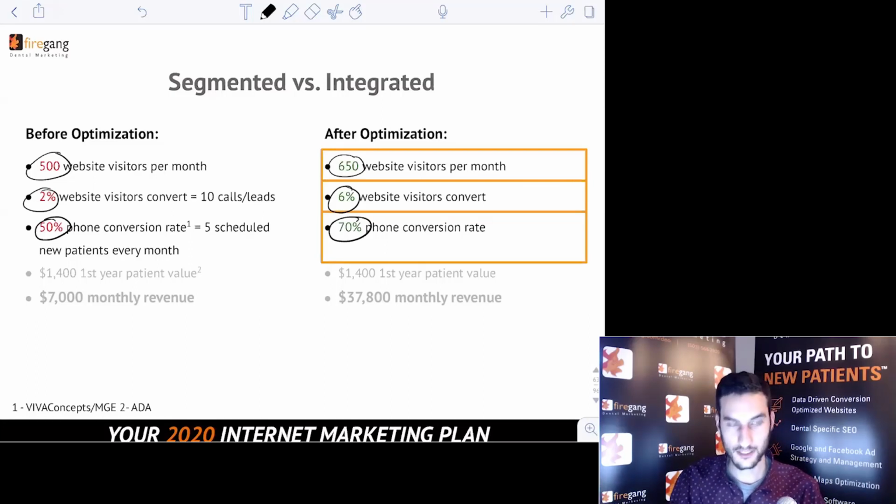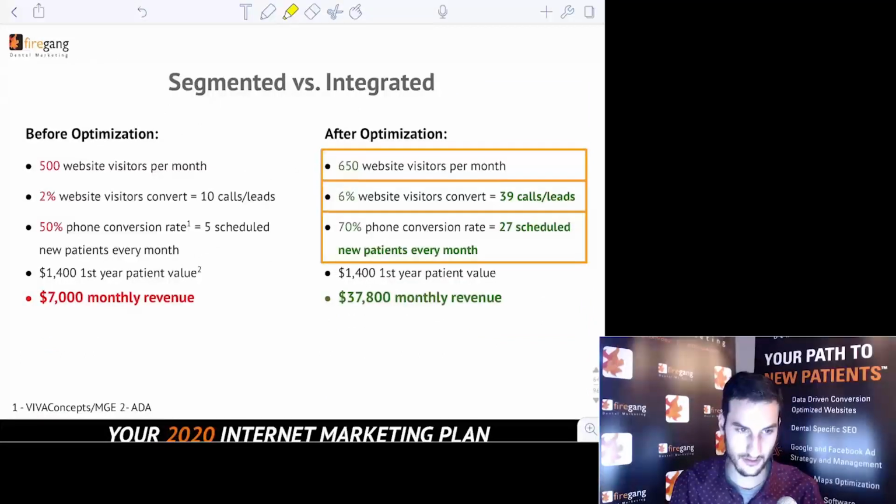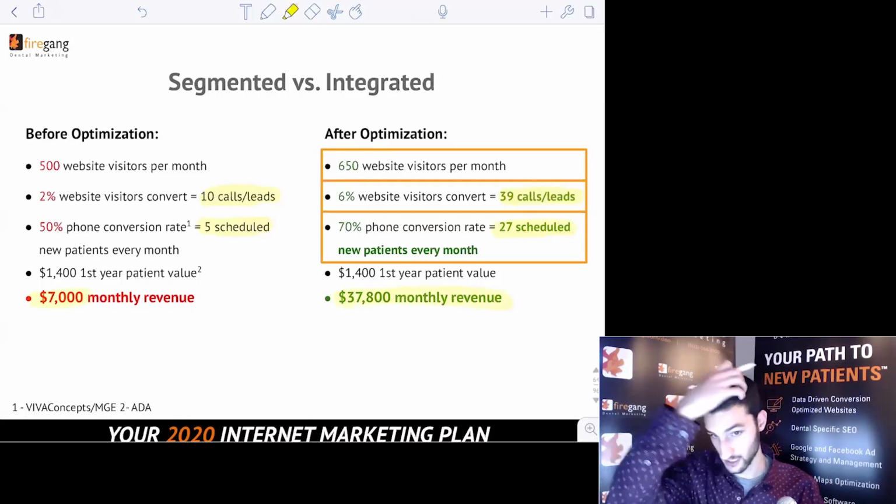If we improve at each of these three stages, then all of a sudden we've gone from 10 calls a month to 39 calls per month. We've gone from 5 booked appointments to 27 booked appointments. And that's going to take us from $7,000 in monthly revenue to $37,800 in monthly revenue.